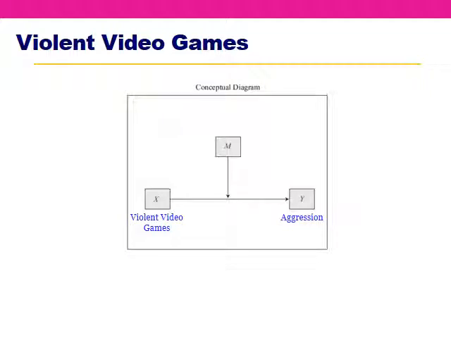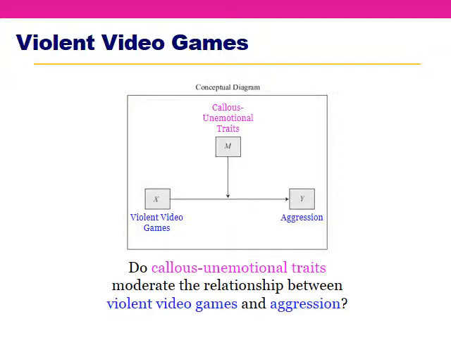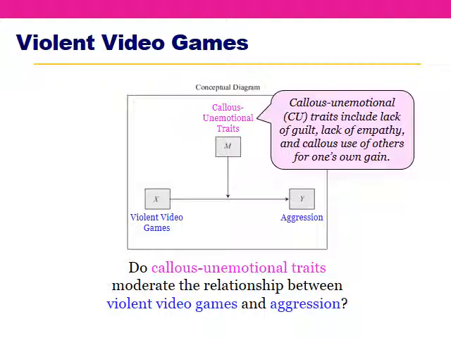So our predictor variable is going to be the amount of time that a person spends playing violent video games, and our outcome variable is a measure of aggression. Our moderator is going to be a personality trait called callous unemotional traits. I didn't know what that was, so I had to look it up. Callous unemotional traits are things such as lack of guilt, lack of empathy, and callous use of others for one's own gain.